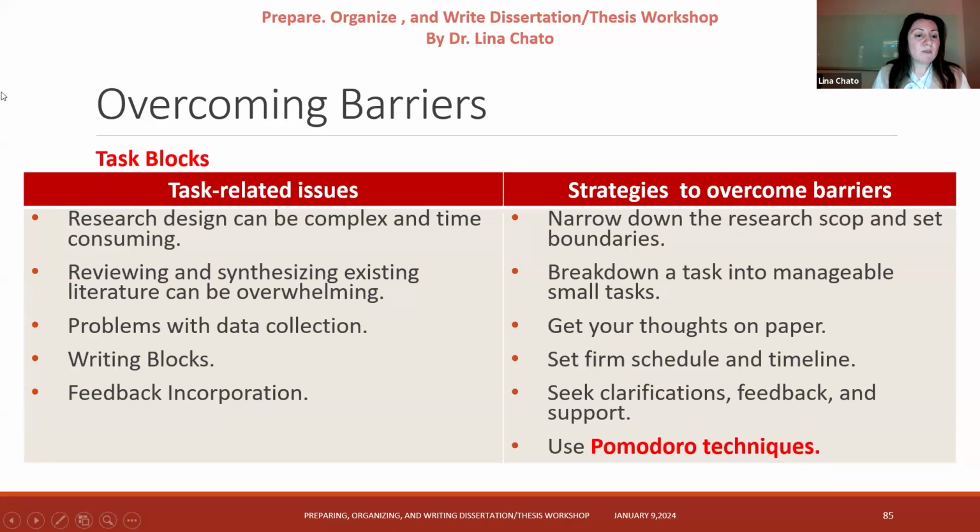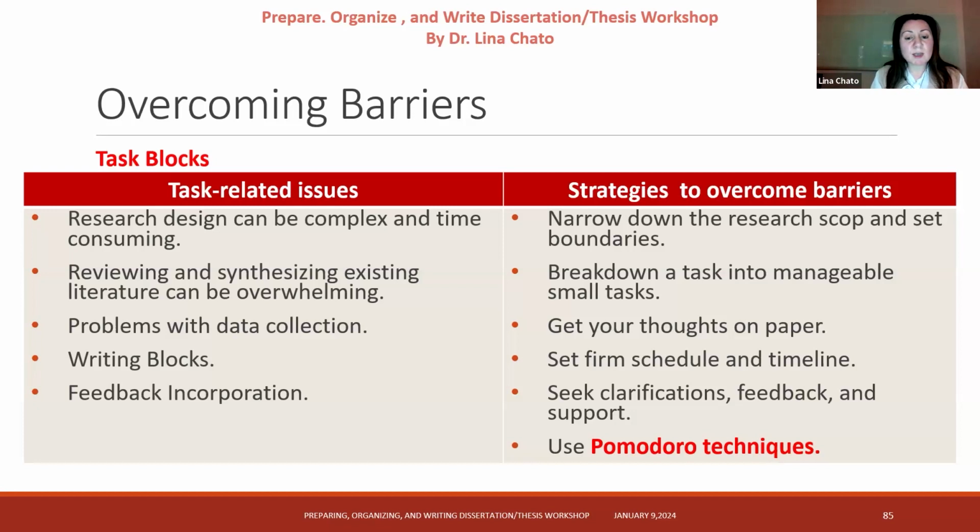Okay, we also have task blocks. These are related to research. Design can be complex and time consuming. That's why I told you in the beginning, you must discuss everything with your advisor, specifically your topic, with your advisor, with your committee. So what you can do if this happens, you can narrow down the research scope and set the boundaries. You can break down a task into multiple small tasks, and each of these tasks can be manageable. And get your thoughts on paper, it's important.